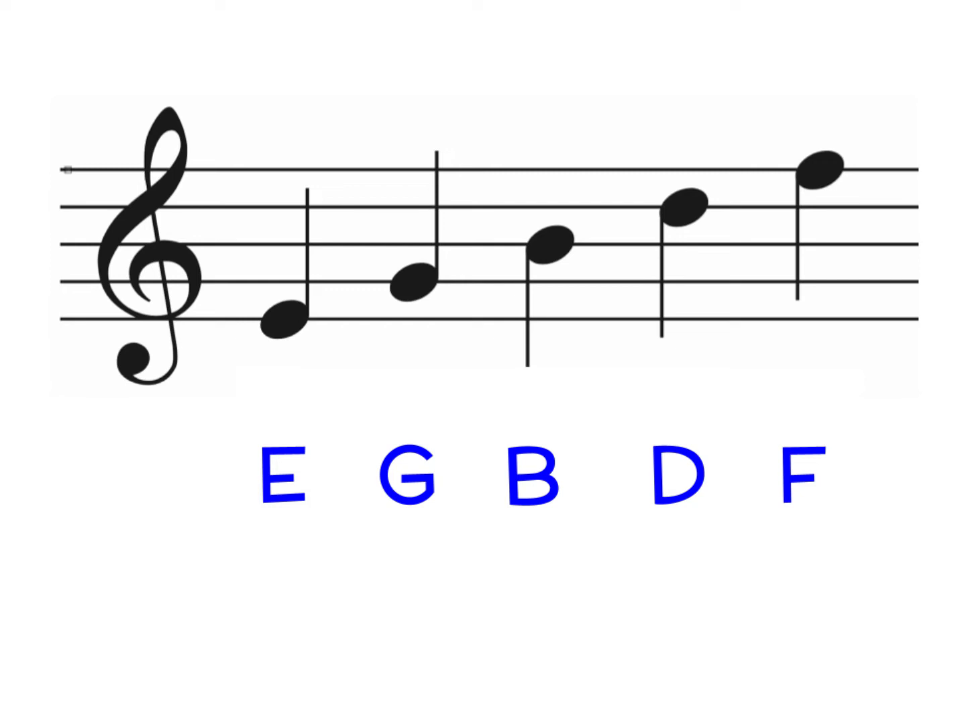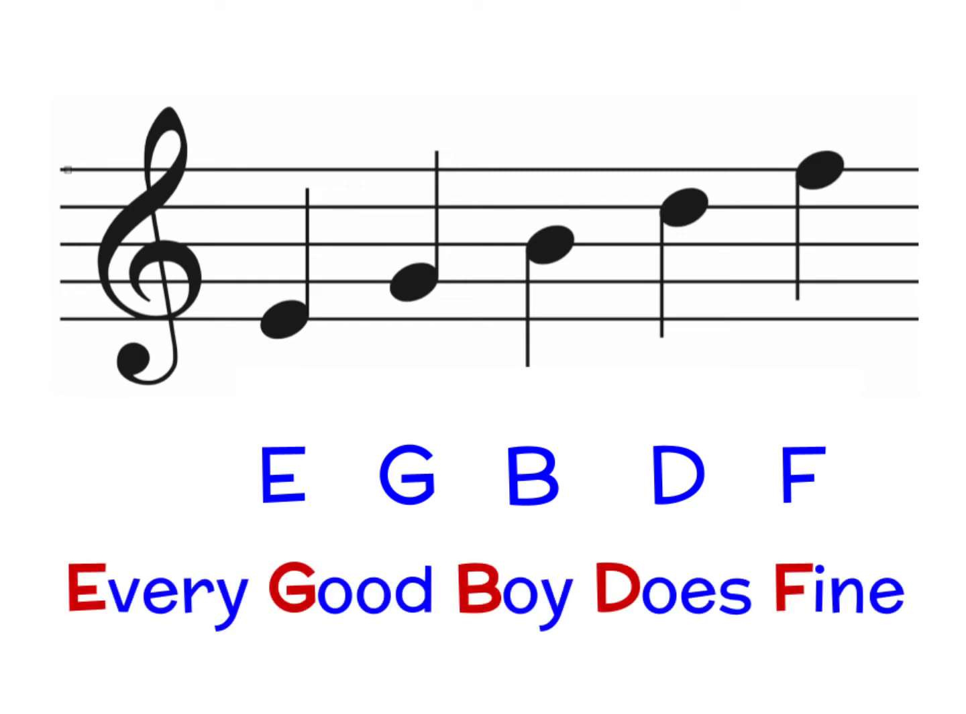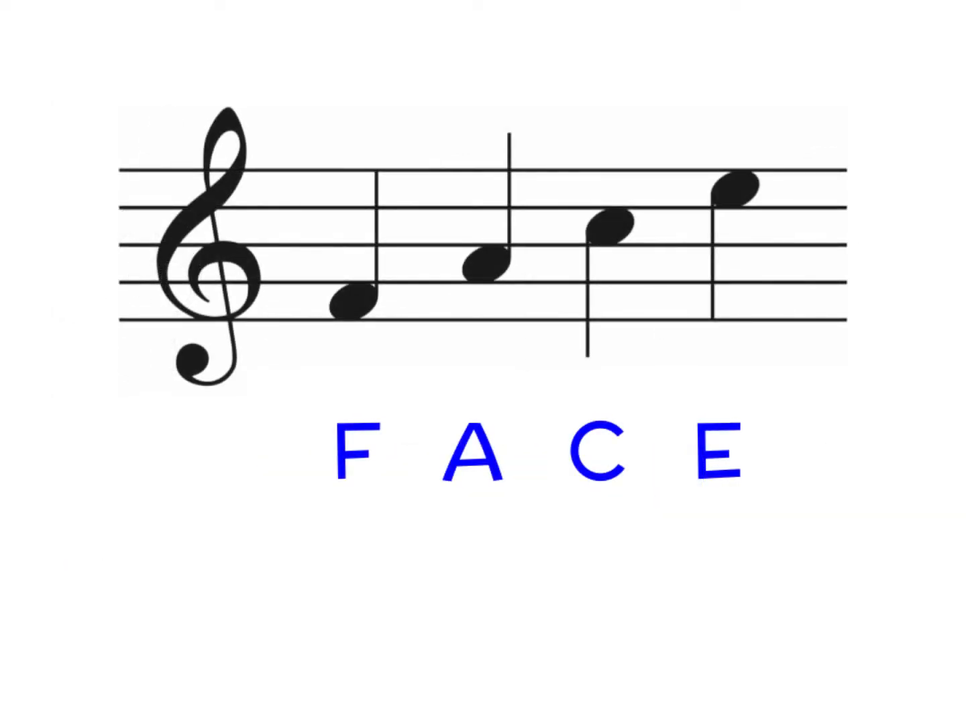The line notes of the treble clef are E, G, B, D, and F. To help us remember that, we can learn the phrase, "Every good boy does fine." Remember to count up from the bottom of the music staff. Every good boy does fine, E, G, B, D, F. The space notes of the treble clef are F, A, C, and E. Now that's actually a little easier to remember than the line notes because this spells the word face, and face rhymes with space, like the space notes. So for the space notes, remember F, A, C, E, face.